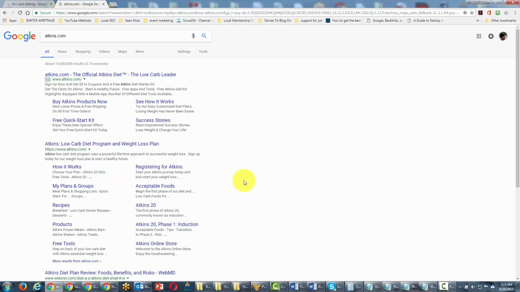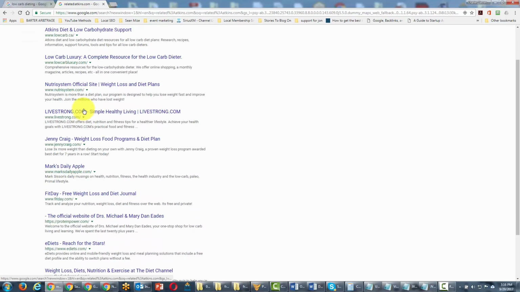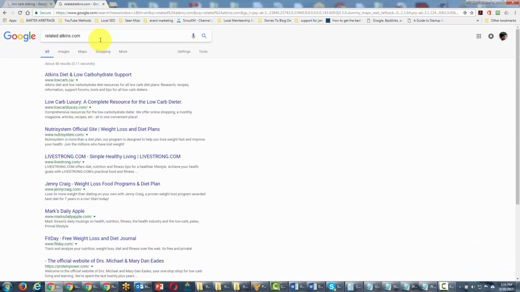However, what we could also do is use a search parameter called related. We're going to write in related and then colon, and we're not going to leave any spaces behind the colon. And once we have that written in, we're going to hit enter. And what's going to happen is we're going to get relevant results to Atkins.com.